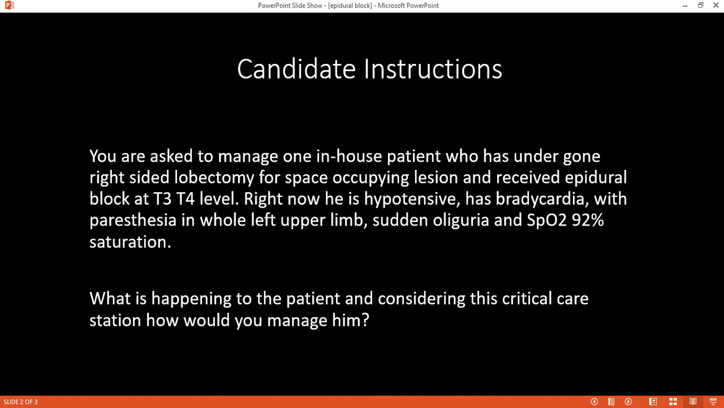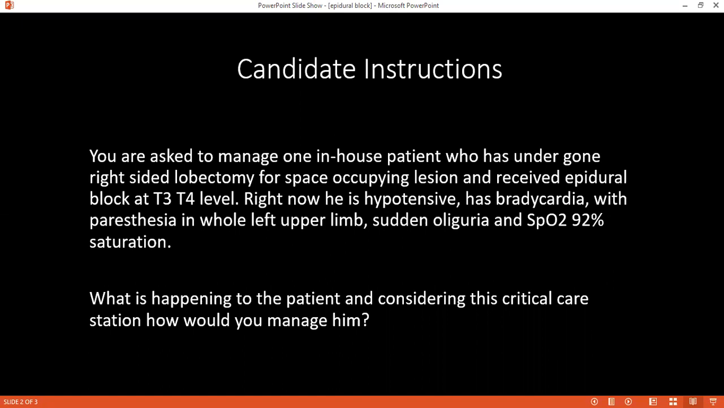And atropine. In your opinion, what might be the cause for this patient's current condition? Patient has hypotension with bradycardia and respiratory saturation is low, so it may be due to high epidural block. What do you mean by high epidural block? When is it considered high?